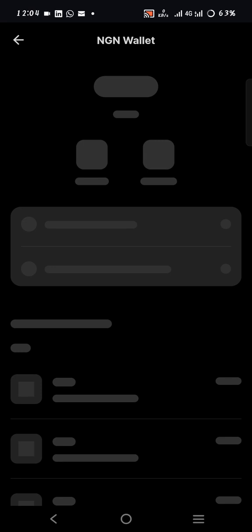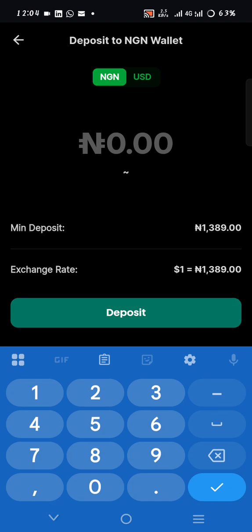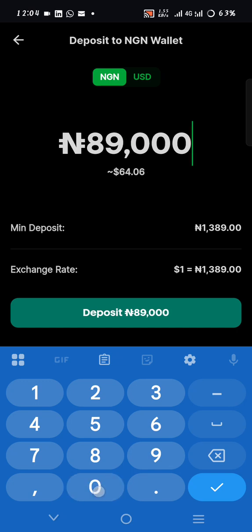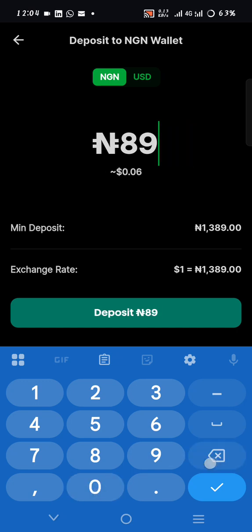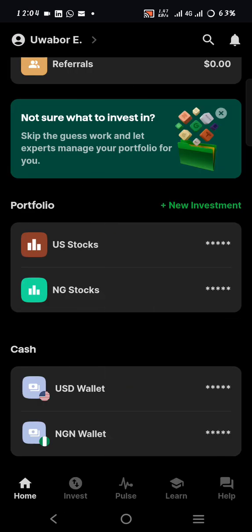Now, if you look at my Nigerian account, you see that this is what I have. So what I'll do is just deposit. Let me type, okay, I intend to deposit 89,000. You can see it amounts to $64. But since I want to use it to trade on the US market, now let's go to this.